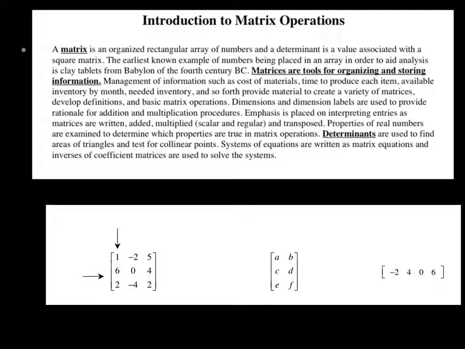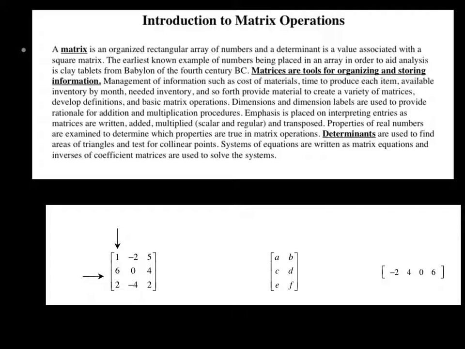So the earliest known example of numbers being placed in an array in order to aid analysis is clay tablets from Babylon of the 4th century BC. So matrices are tools for organizing and storing information. Management of information such as cost of materials, time to produce each item, available inventory by month, needed inventory, and so forth provide material to create a variety of matrices.